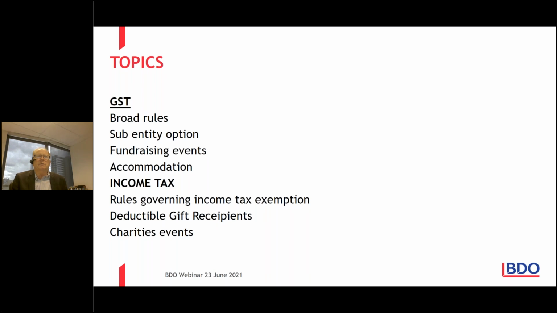So today I just want to start off with the GST side of things, to look at the broad rules that apply to the entities and GST, to explore the sub-entity option, often a bit underutilized, I think, some fundraising events, and then the general concessions for charities that are available in the GST Act.